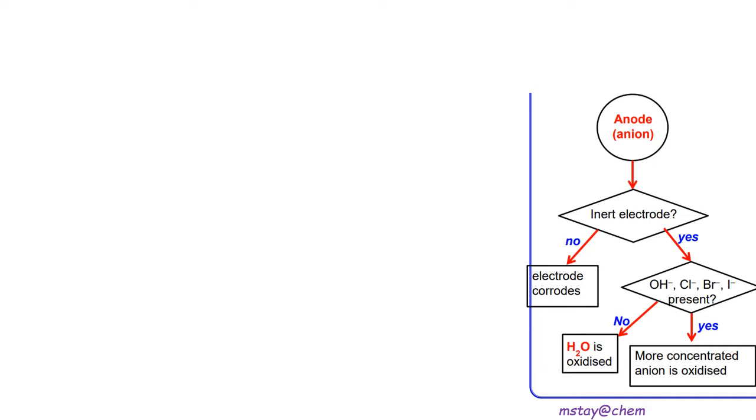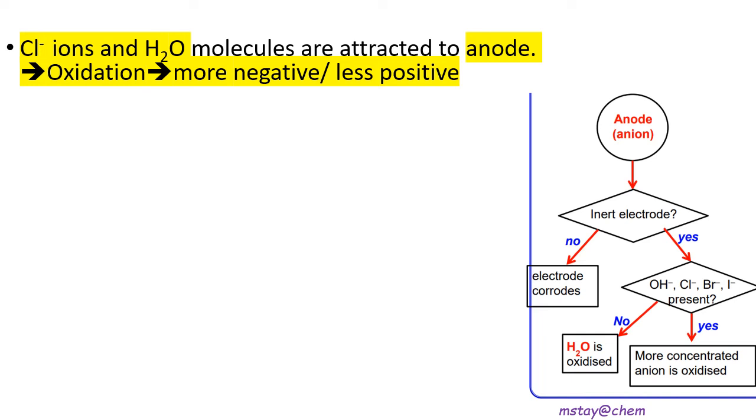Okay, after settling the cation, we are going to look at the anion side. Anions are attracted to the anode. So just now, besides Cl- being attracted to the anode, water will also be attracted to the anode. At the anode, the reaction that happens is oxidation. So the SRP value has to be more negative, or so-called less positive. You can use either term that you prefer. Personally, I prefer the more negative term.